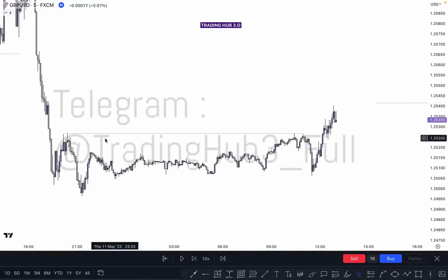Okay, so in this case, what happened here? This is our inducement taken out, and after it breaks this one, how can you deal with this situation? First of all, look at this one. These are equal highs at this point, right? So if you are willing to buy at this point, which point can you take entry for the buy?